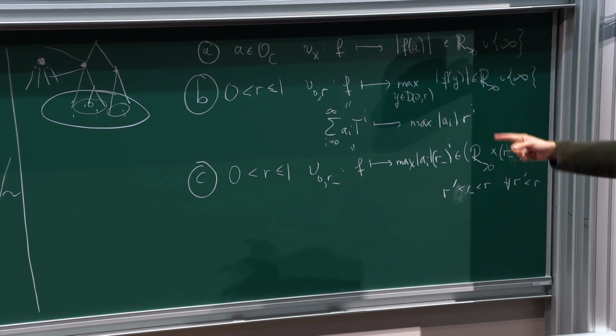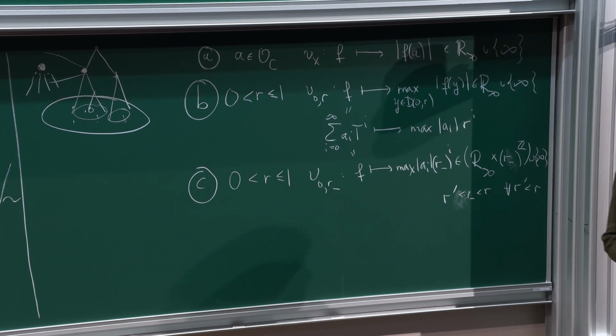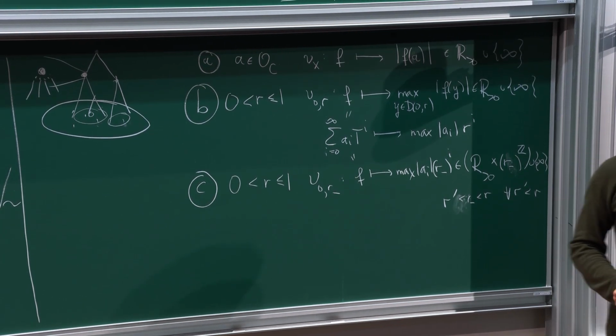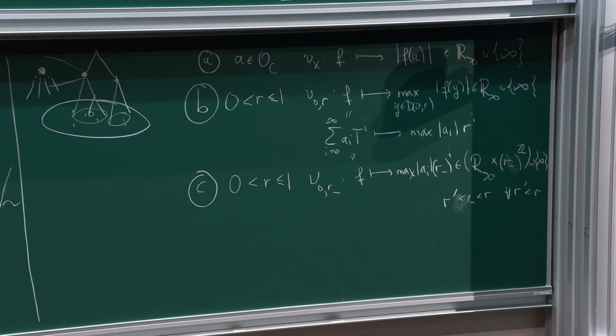Okay, this was some sort of very short introduction to adic spaces. Are there any questions at this point? Okay, I hope it is because everything is clear.